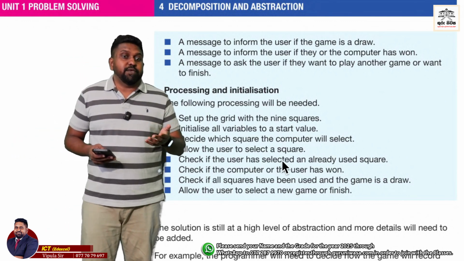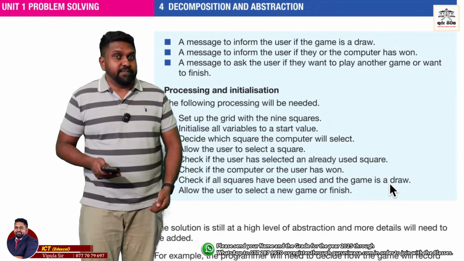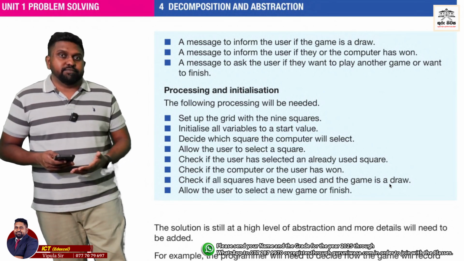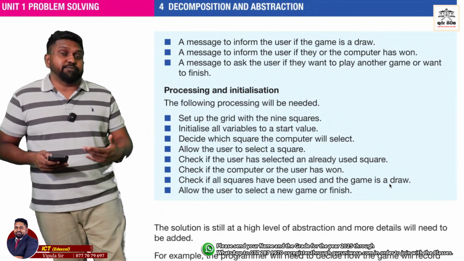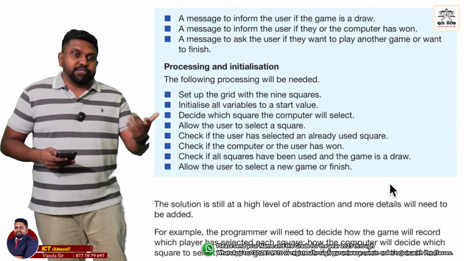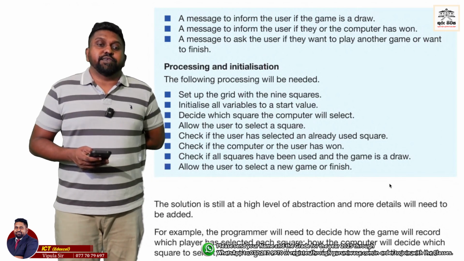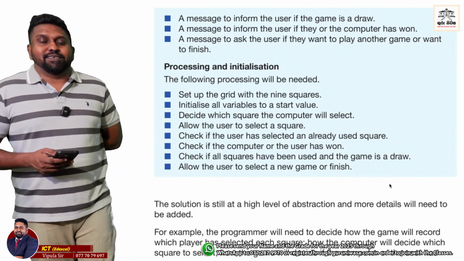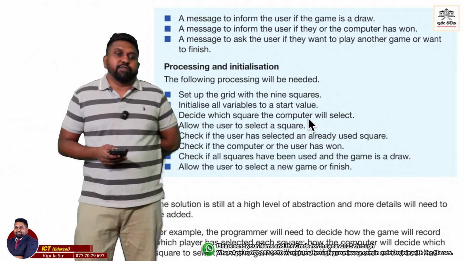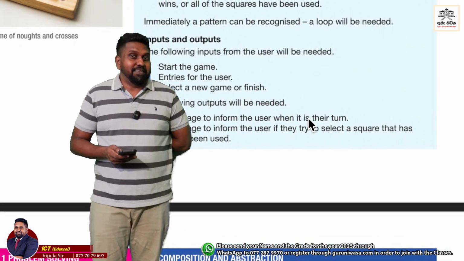So check if all the squares have been used and the game is a draw. Then you should get a message saying the game is a draw, and then we are basically done. Then whether we can ask whether you want to restart the game, right? Or there has to be another process initialization where you have to allow the user to select a new game or finish. Okay, so that means the game has to start, and the game needs to have some sort of a process of ending it, right? So see how complicated this is, right?